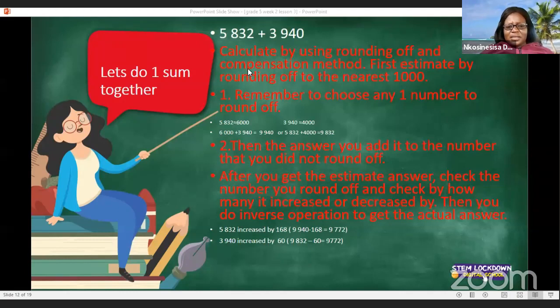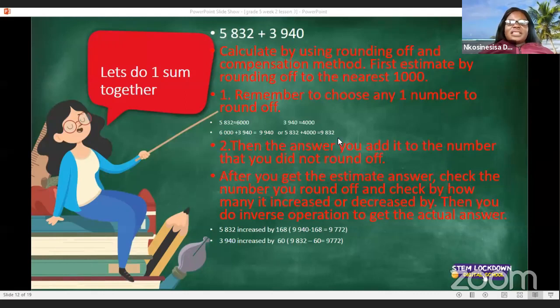Luandile, let's see. Yes, Luandile, you are right. I think it was only Luandile who went for the second one, which is good. Now most of you said the answer is 9,940, right? Luandile said the answer is 9,832, which is fine. So now, what is the second thing that you have to do?